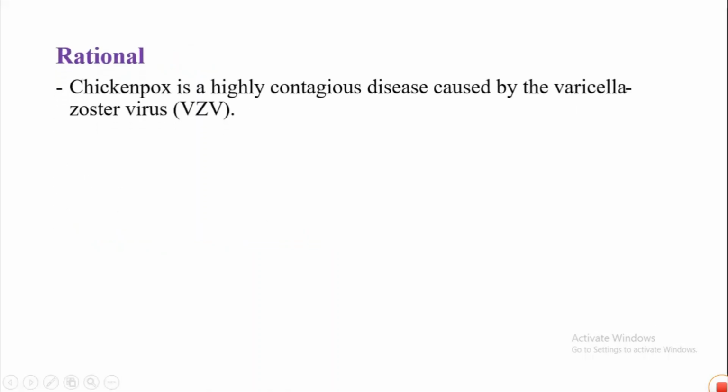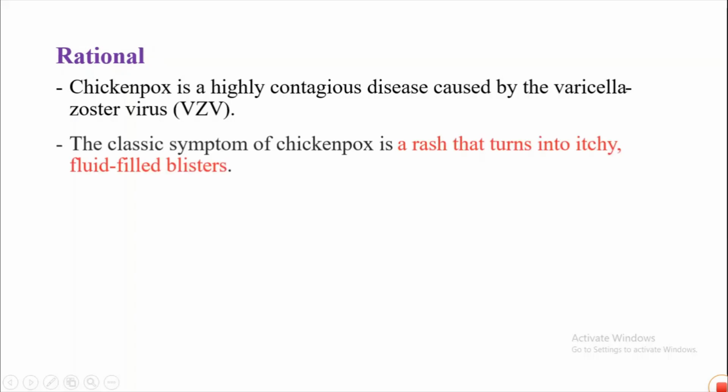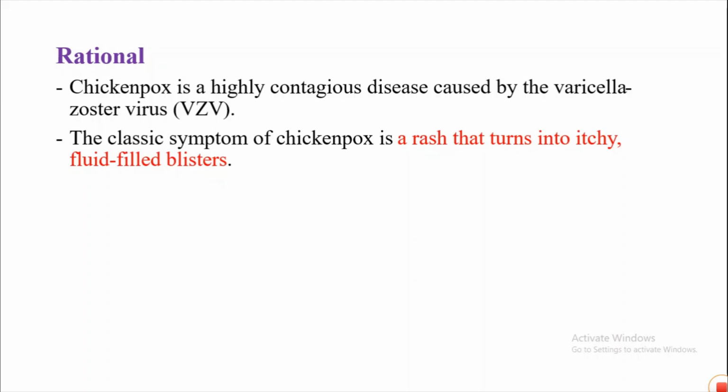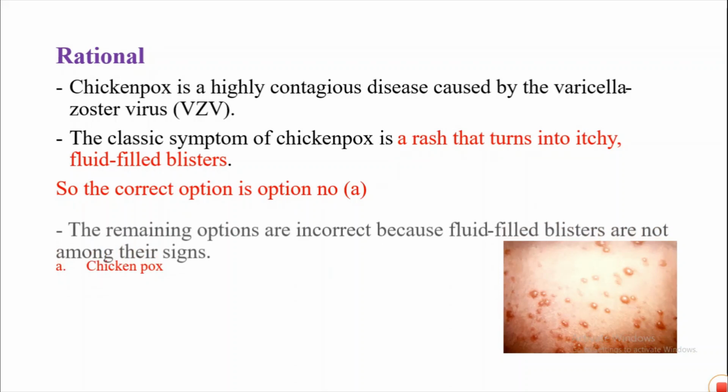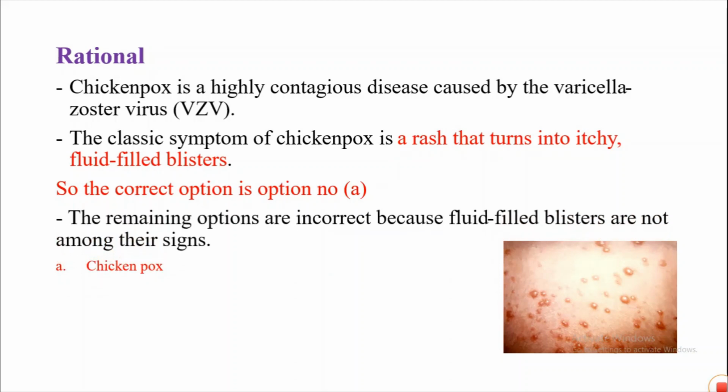Chickenpox is a highly contagious disease caused by varicella zoster virus. The classic symptom of chickenpox is a rash that turns into itchy, fluid-filled blisters like this. So the correct option is option number A, chickenpox. The remaining options are incorrect because fluid-filled blisters are not among their signs.